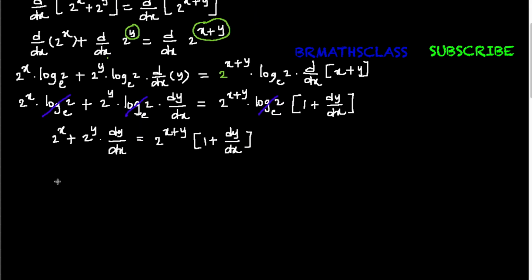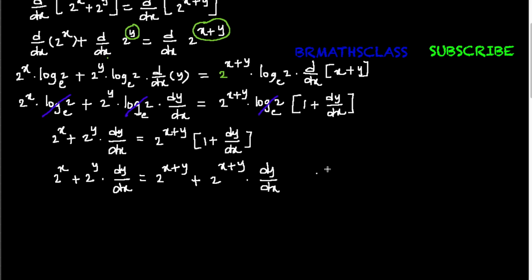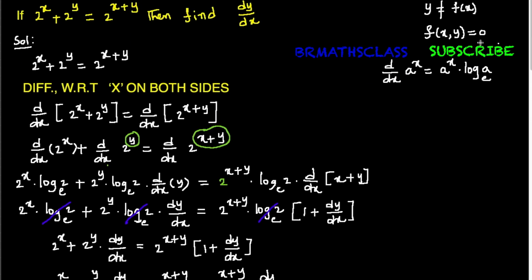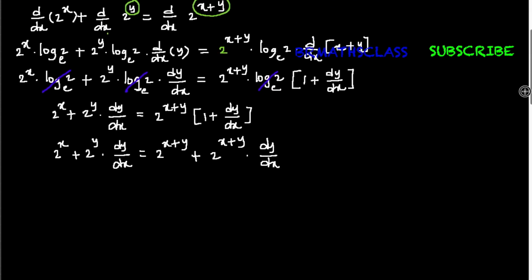Now I'll write one more simplification step: 2^x + 2^y dy/dx equals, I multiply this (1 + dy/dx) with 2^(x+y). So what you will get: 2^(x+y) + 2^(x+y) dy/dx. What happened? First you identified that the given function is an implicit function, then you differentiated the complete equation with respect to x on both sides.